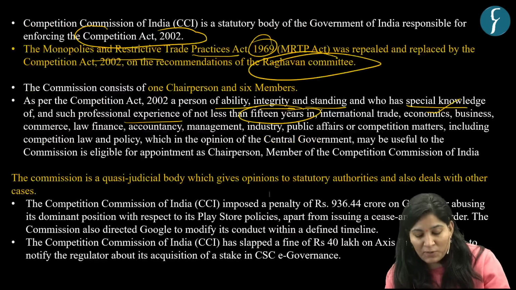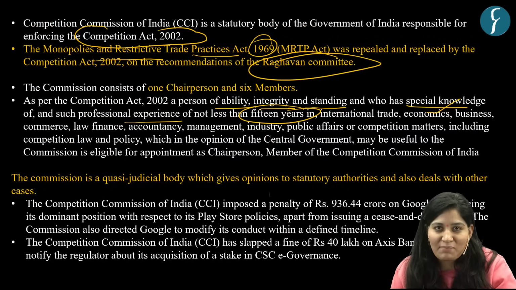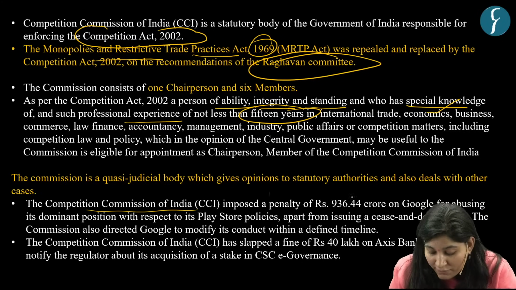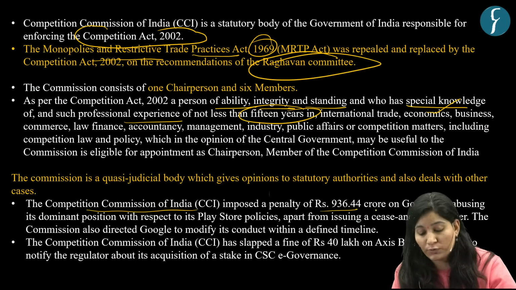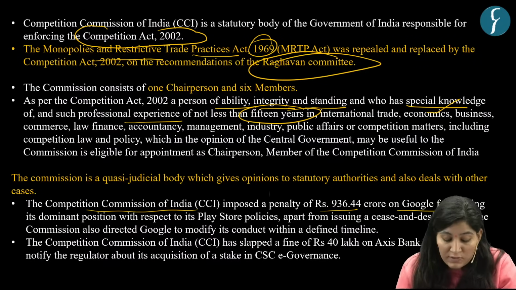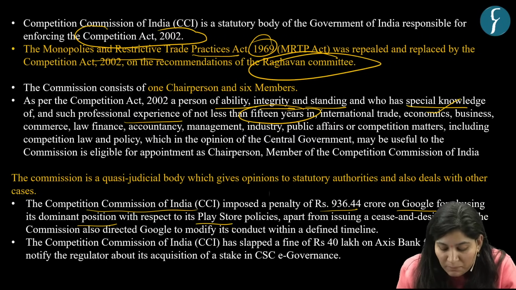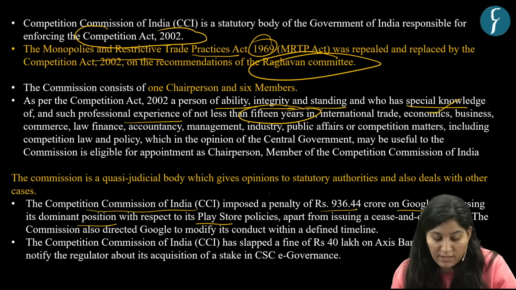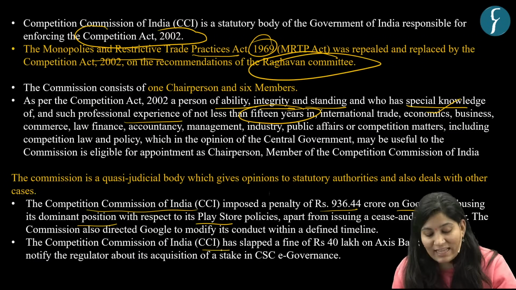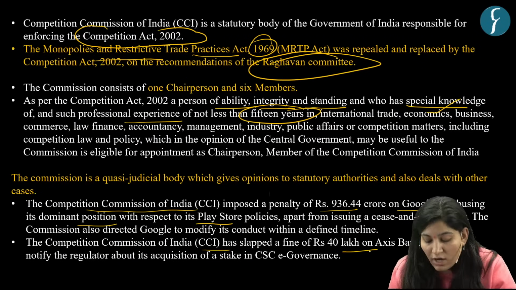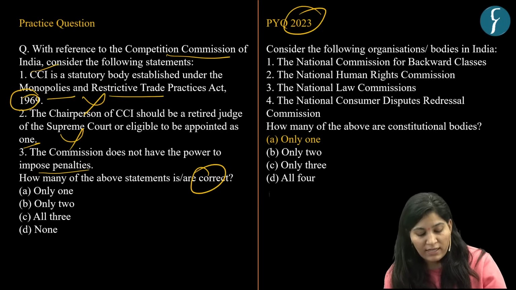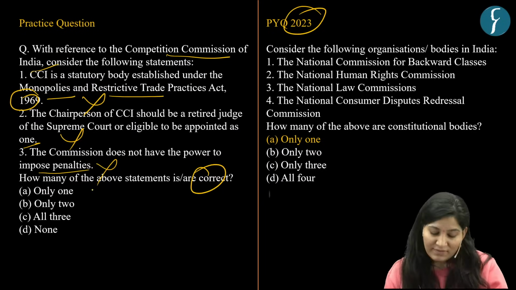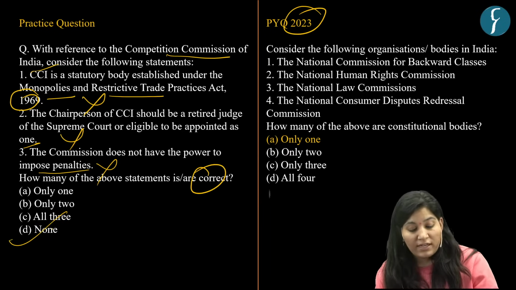And to remember this fact, we have 2 examples for you. Competition Commission of India imposed a penalty of 936.44 crore on Google for abusing its dominant position with respect to its Play Store policies. You can remember this fact with the help of this example. Then Competition Commission of India has slapped a fine of 40 lakh on Axis Bank. So this makes our third statement incorrect. So what would be our answer? Yes, D, none. Now let's come to the next question.